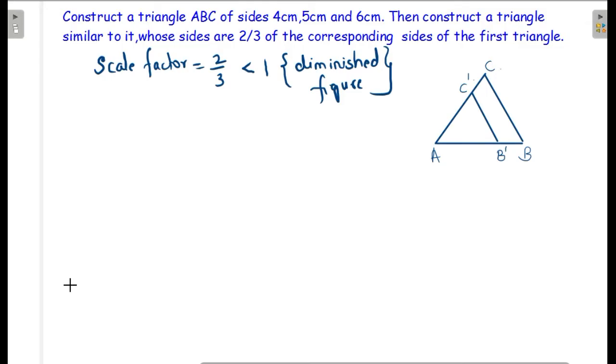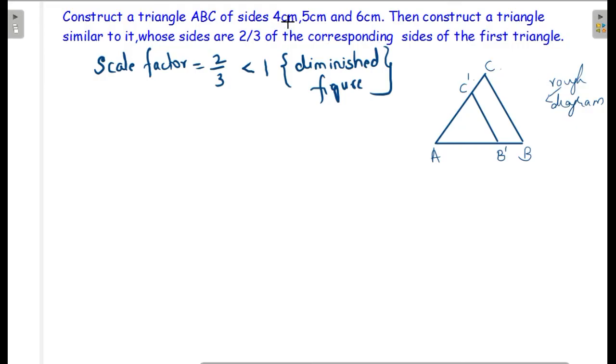Now, let us start constructing the actual triangle. It is very essential that we should not forget the rough diagram. If it is a diminished figure, this B dash and C dash should come inside the triangle. If it was enlarged, they would come outside. Now, let us start the construction.